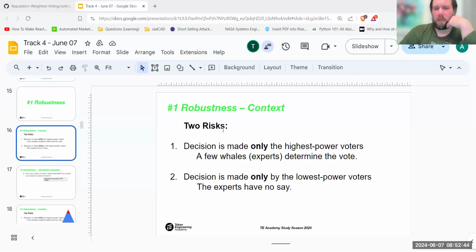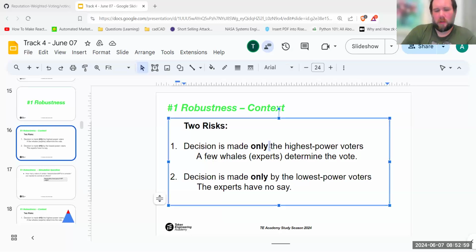So in terms of robustness, we looked at two risks, which are both basically that there could be a group that captures the process. The first is that the decision is made only by the highest power voters. Basically there's a small group who can function like a dictator, where if they all vote together, no one else's decisions are really counted. And the other one is the opposite risk, which is that you could have low power voters who don't have a lot of NFTs or don't have a lot of proof of knowledge.